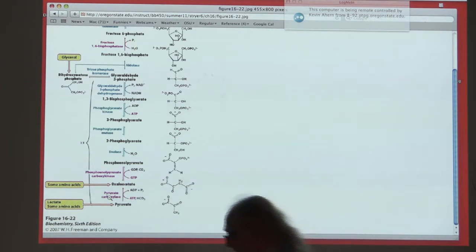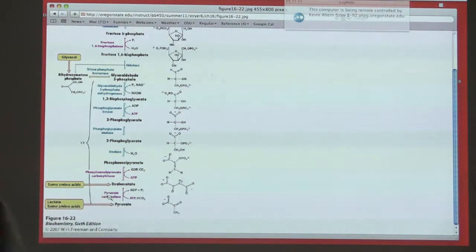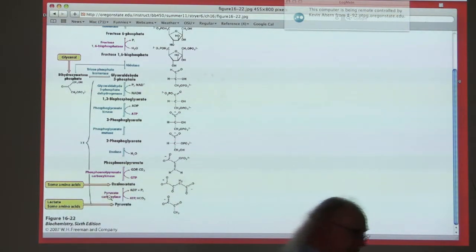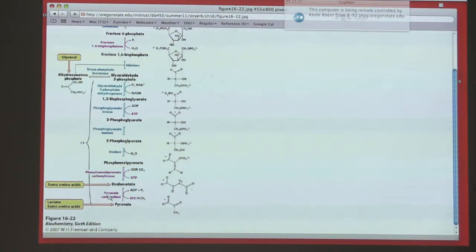All right? It's found only in the mitochondrion. Now, if you recall what I said about glycolysis, all of glycolysis occurred in the cytoplasm. So here's our first reaction that's occurring in a different location. It means that pyruvate has got to be moved into the mitochondrion in order for this process to start. Pyruvate carboxylase requires energy from ATP. You can see ATP being used here, and it produces oxaloacetate.